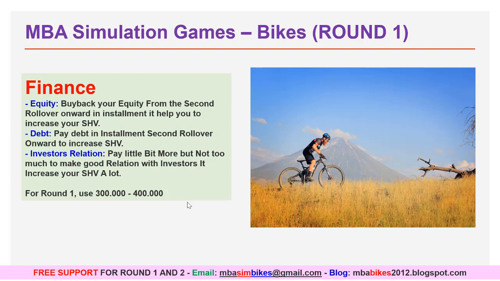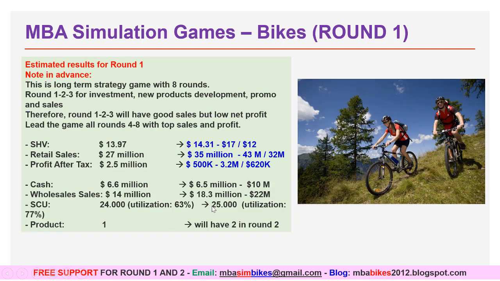For finance, we can make decision about equity. We buy back the equity from the later rounds when we get high profit and high cash in hand. We can pay the long-term debts, and also we can spend some for investor relation. So for first round, we just use 300,000 or 400,000 for investor relation. We do not buy back shares from the stock from the first round. We do that from later round, maybe from round 4, 5 to 8, when we have good sale and good profit. So that's overall decision for the first round.